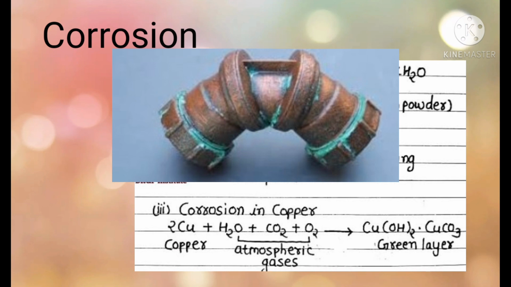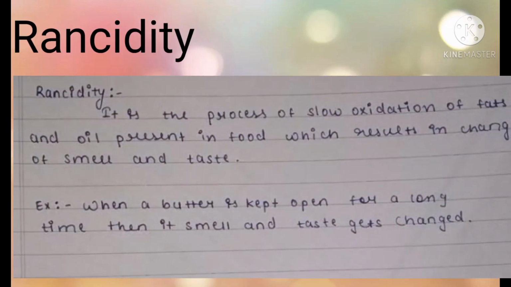Next example is corrosion of copper. Copper reacts with water, oxygen, carbon dioxide which are present in the atmosphere and forms a new compound, that is a green color compound, basic copper carbonate. Basic copper carbonate.